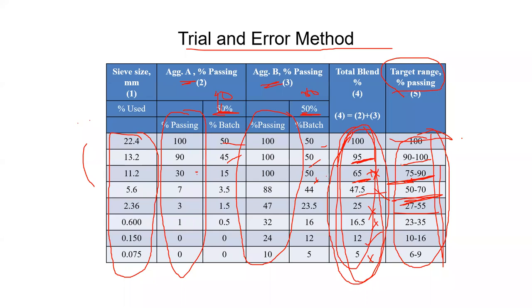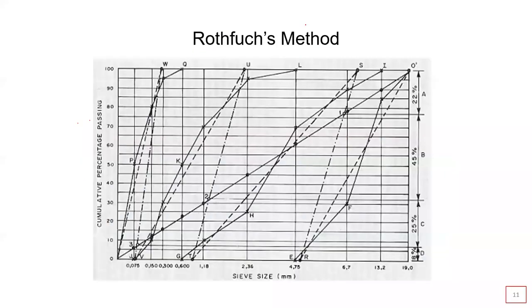So next technique is called Rothfutch. Rothfutch is very complicated and it's not possible to discuss over a platform like this. Okay, but you just remember the name. It's called Rothfutch technique. In Rothfutch technique, we go for it if you have more than three sources. If there are two, trial and error; if there are three, triangular chart.